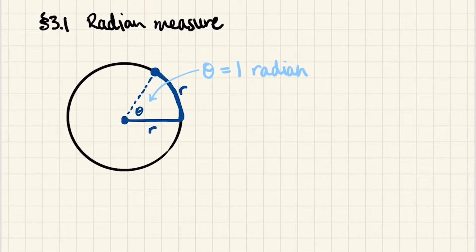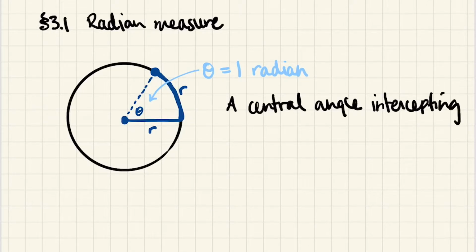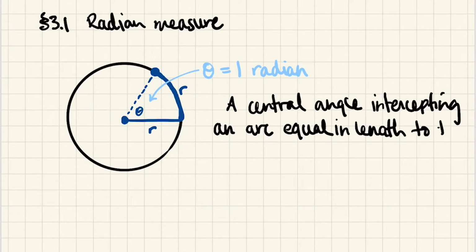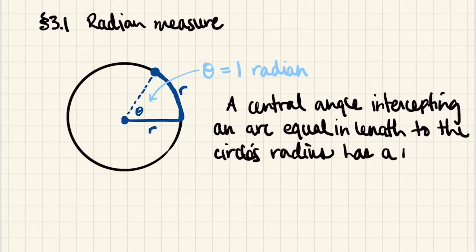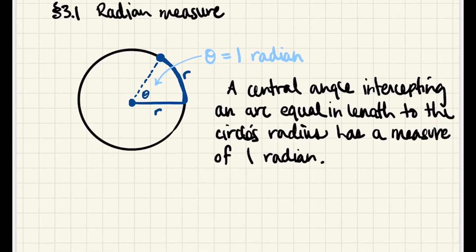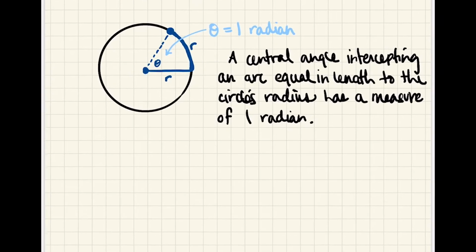You can see that 1 radian is certainly a lot bigger than 1 degree. In fact, the conversion is roughly about 57 degrees for 1 radian. Let's write down its definition. Let's get a look at what 1, 2, and 3 radians look like.